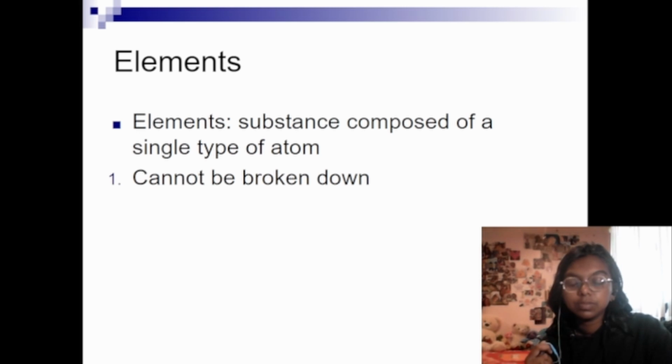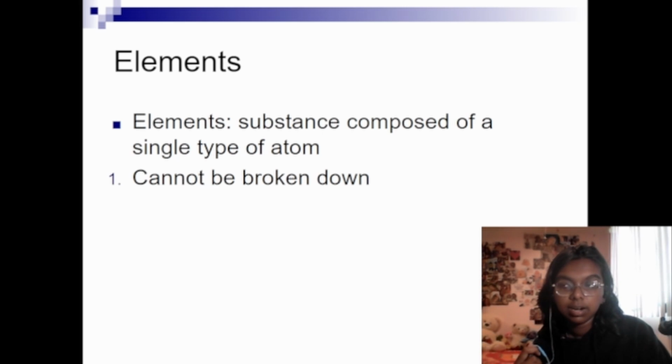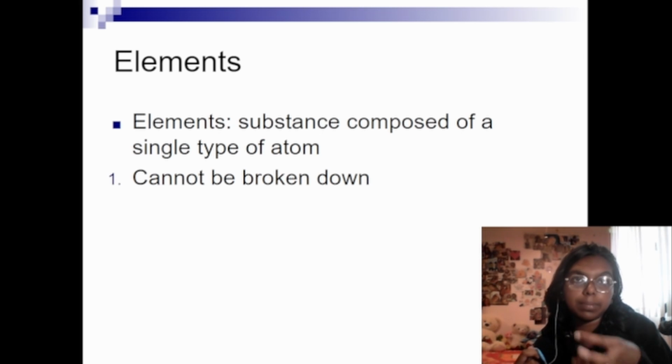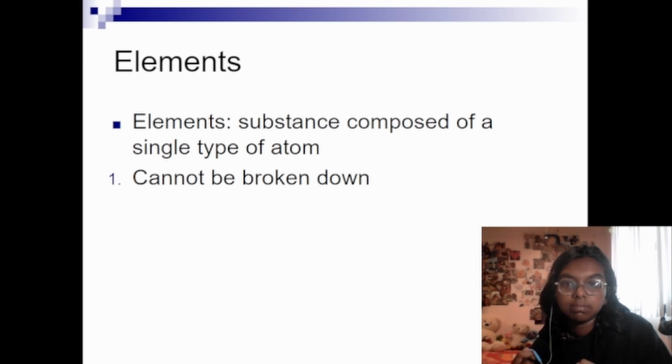And then elements, which is also a type of matter. It's a pure substance. Elements are made out of a single type of atom, and they cannot be broken down at all. So if you have an iron bar, it's just pure iron. You can't break that down because it's literally just iron. You can't break down iron into smaller things.